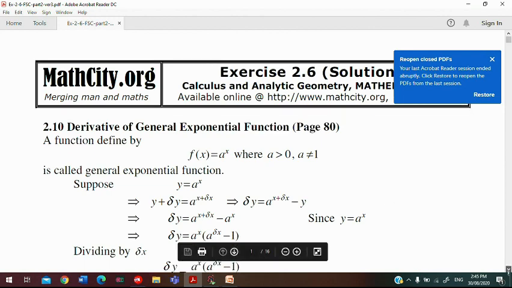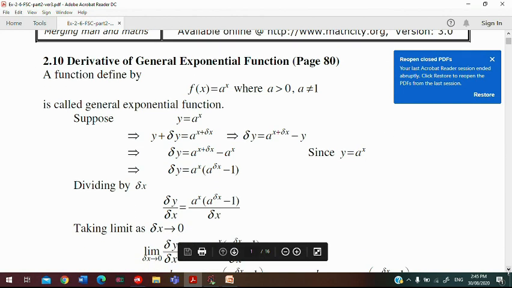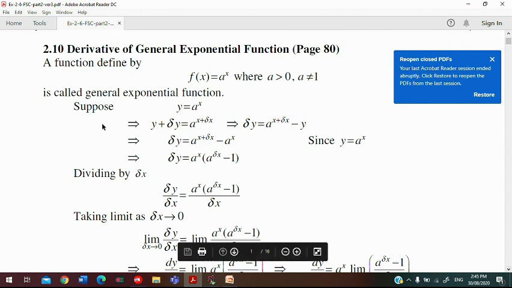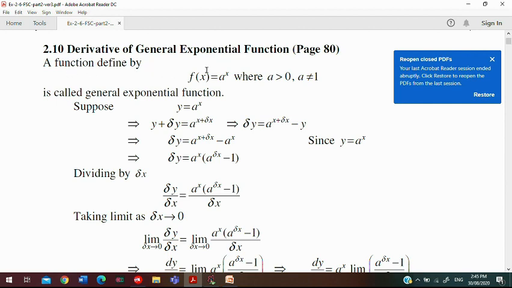You can see this. Here we have the derivative of a general exponential function. This is the topic of your book at page number 80. You can kindly open your books and see the topic. Here we have a general exponential function, which can be defined as f of x is equal to a power x, where a is greater than 0 but not equal to 1.